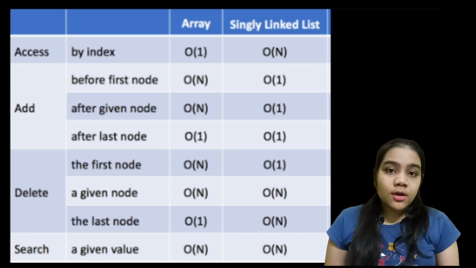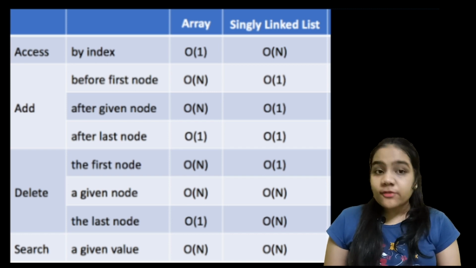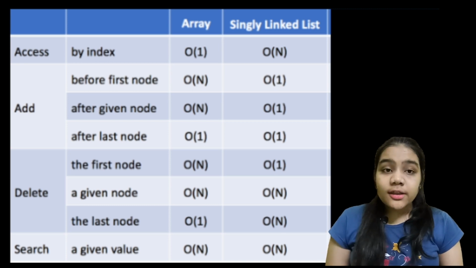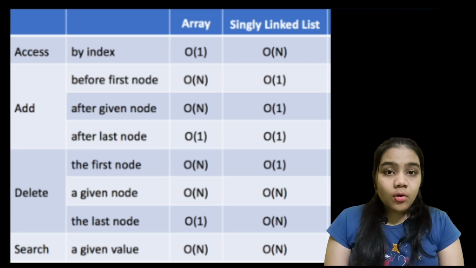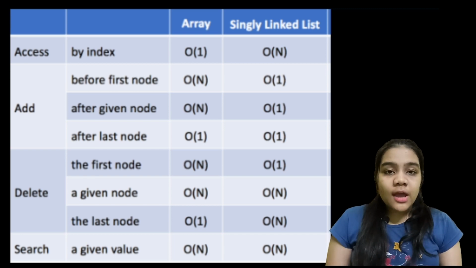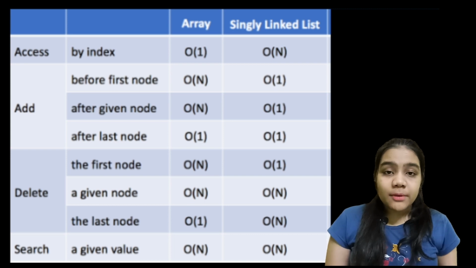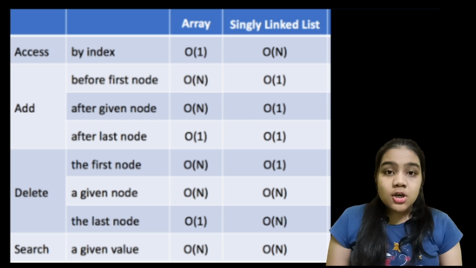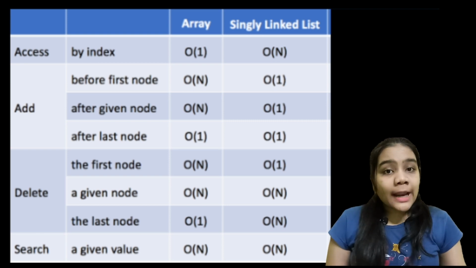Adding a node, either in front, middle or in the end, will take fixed time, so it is an O(1) operation. Deleting a given node from the front or the head will take a fixed time, but if we are deleting a node from the middle, we have to first go and search for that node and then delete it, so it will take order of O(n) time.